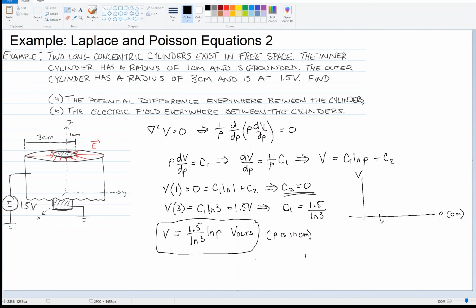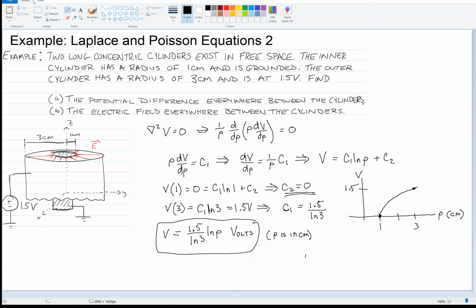So at 1 centimeter, the natural log of 1 is 0, and so I have 0 volts. That's good because I know that at one unit away, I should be at 0 or ground. And if I plug in 3, I have the natural log of 3 over the natural log of 3, which cancels, times 1.5, so I know that I'm at 1.5 volts. If you're familiar with the natural log function, it looks like this. So this is the voltage profile as I go from 1 centimeter to 3 centimeters away. This is how the voltage changes, and that's the answer to part A.